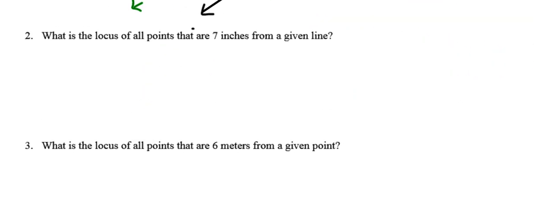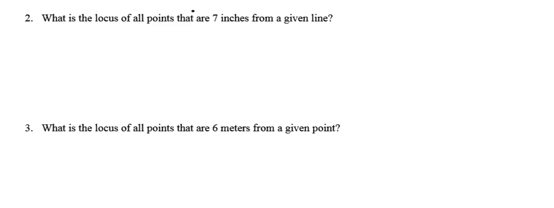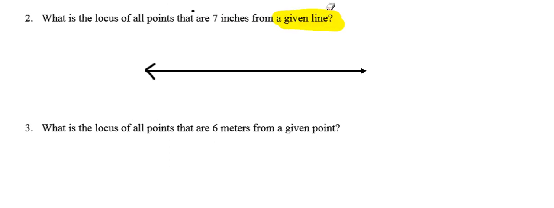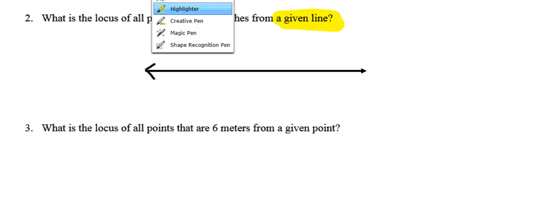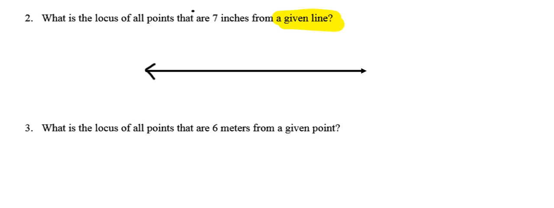All right, the next one, number 2, wants to know what is the locus of all points that are 7 inches away from a given line. So I'm going to start with a line. How did I know I was starting with a given line? Well, that's what was told to me in the problem. It said start with a line. I now want to find the set of points that's exactly 7 units away from that line.